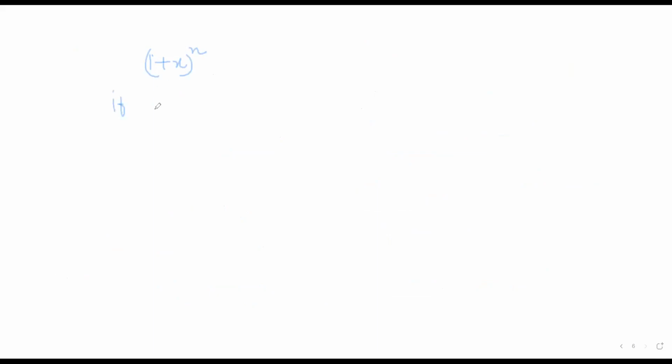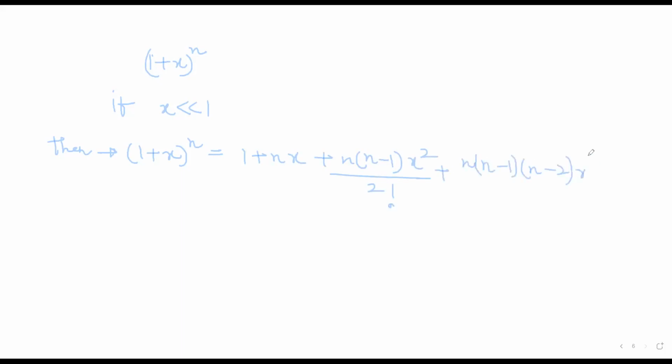So it says if x is very small as compared to 1, then (1 plus x) to the power n is equal to 1 plus nx plus n into (n minus 1) into x square upon 2 factorial plus n into (n minus 1) into (n minus 2) into x cube upon 3 factorial and so on. ठीक है?